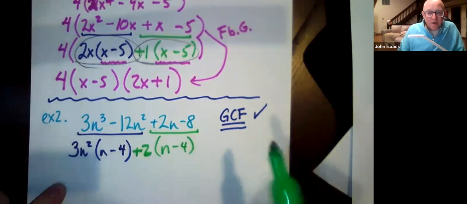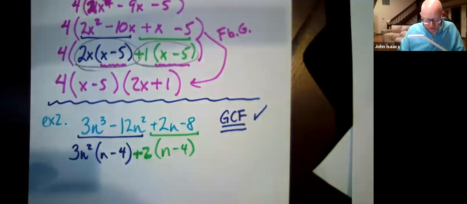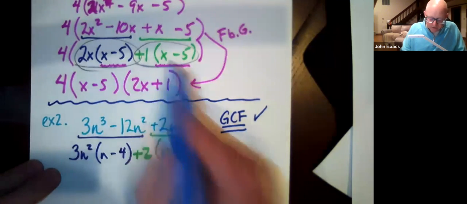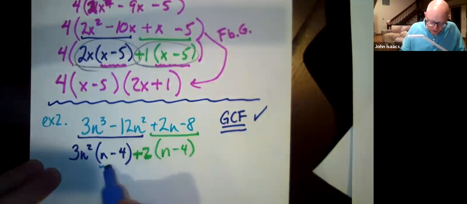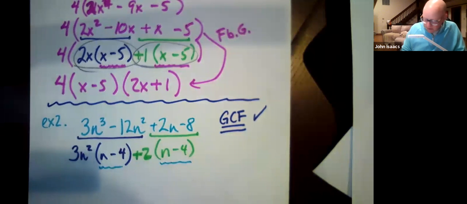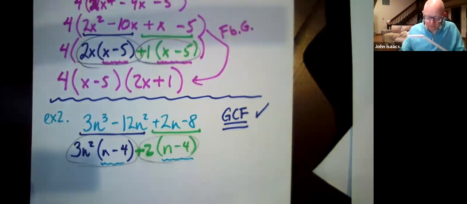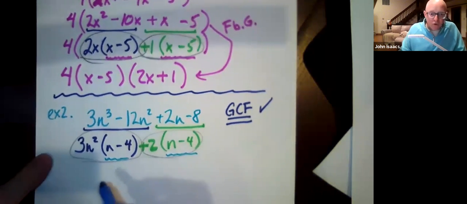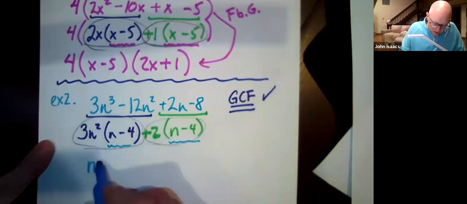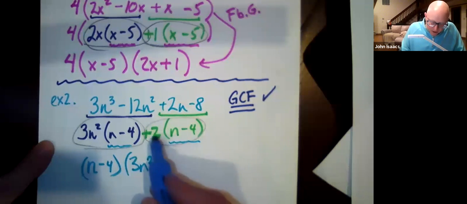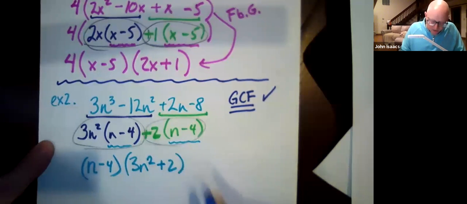Now, once again, just like up here, we had a greatest common factor in these 2 terms with the x minus 5 and x minus 5. Here we have the n minus 4. So here's your greatest common factor of these 2 terms, this term and this term. So in each of those cases, we are going to take the n minus 4 out. So n minus 4 times 3n squared plus 2 is our factored form.